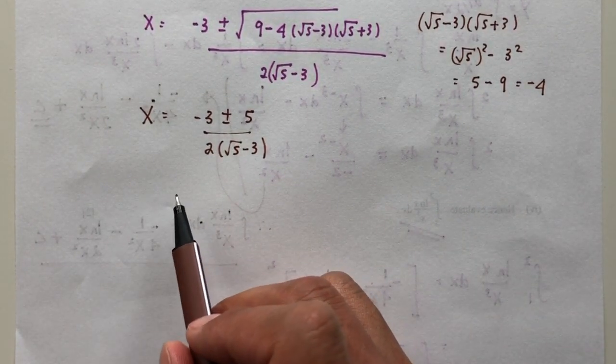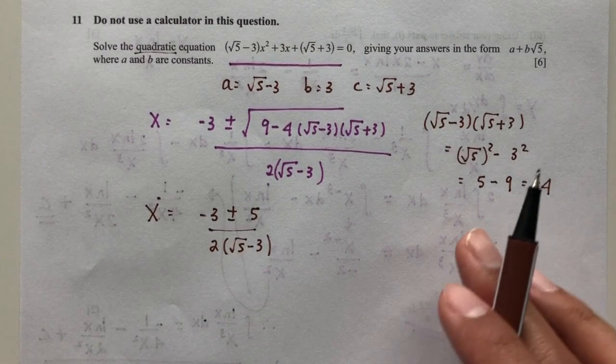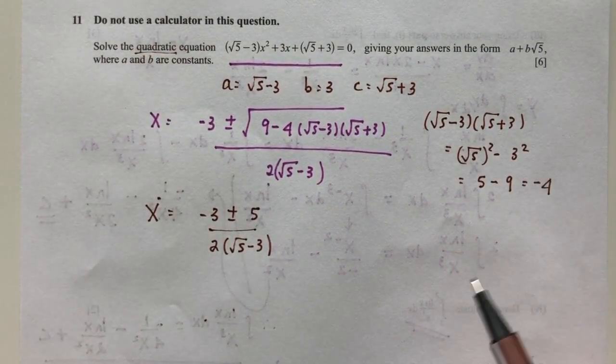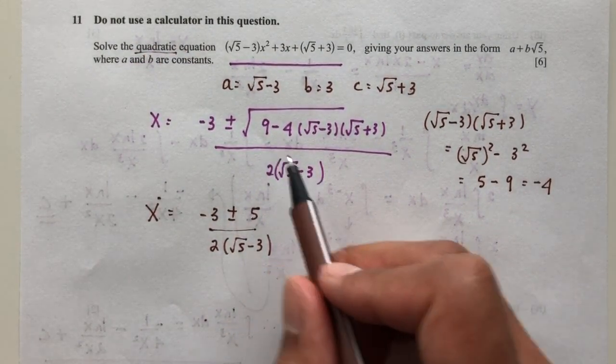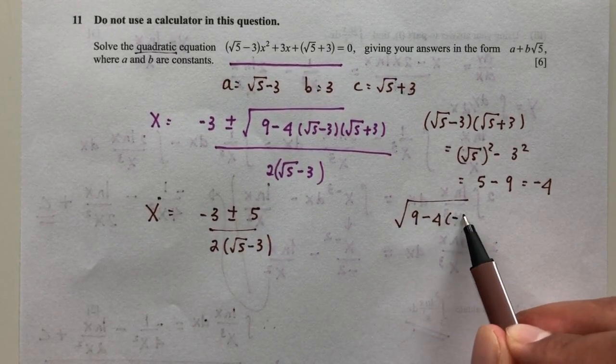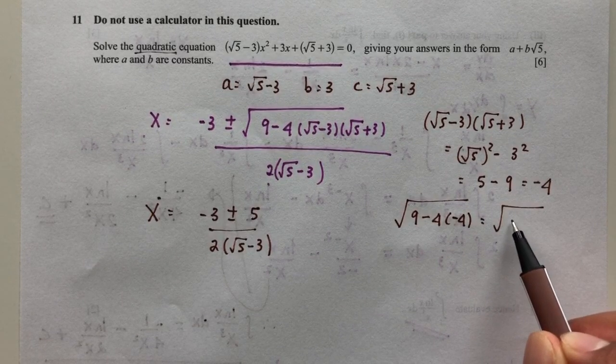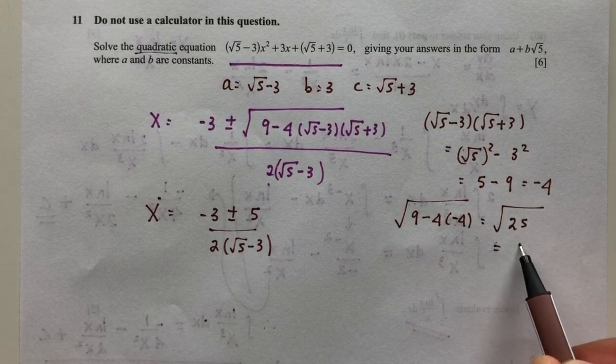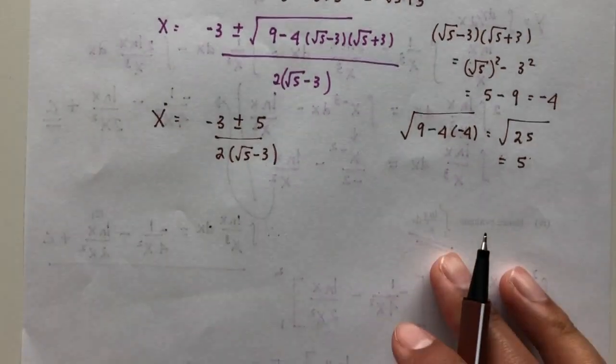Of course, I mean, it's best if you show all your working, because they will mark you based on that. So let me write this down. That will be 9 minus 4 times minus 4, which is equal to 25, which is equal to 5. So that's where you get 5 here.